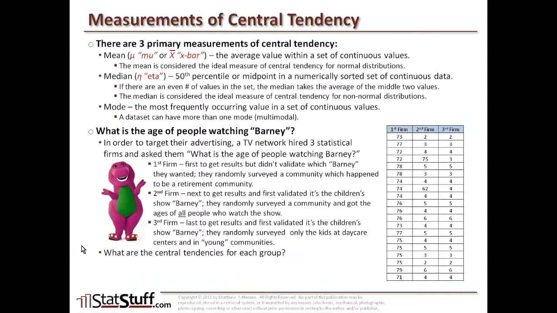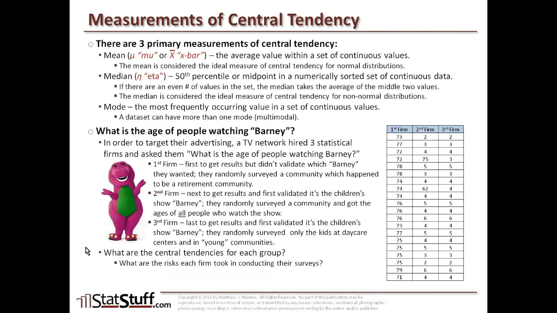Now let's look at the methods here for these next questions. That is, what are the risks each firm took in conducting their surveys and those methods that they applied in conducting the survey? Well, the first firm took the risk of not even validating what the customer wanted. And as a result, they were asking the wrong question, or they didn't first validate to make sure that the people that they were surveying understood that it was for the children's show Barney that they were inquiring about.